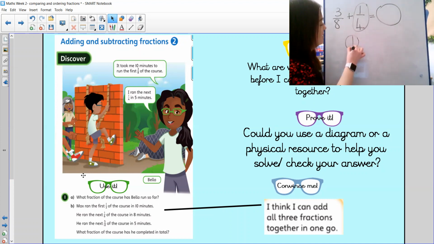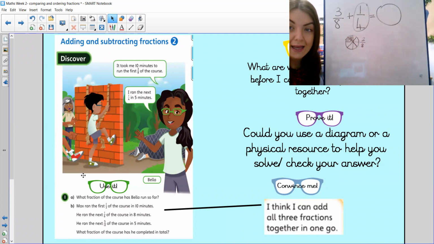So you might have drawn this. Okay, I've got 1/4, but now I'm going to turn these into eighths. So each of these are going to be split in half to make 8 parts, and you can now see that 1/4 has turned into 2 eighths.